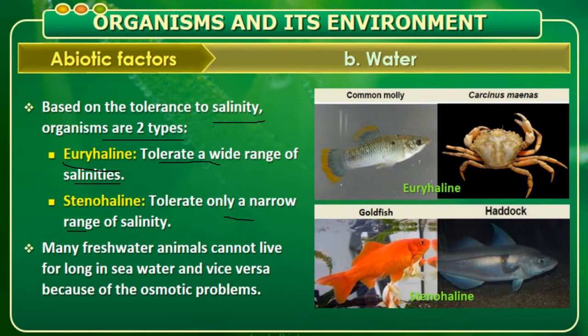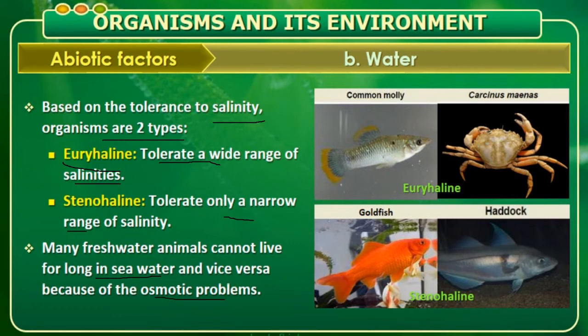Whereas a goldfish, that you see in the aquarium, and haddock, are stenohaline. They cannot tolerate a wide range. They can tolerate only a narrow range of salinity, meaning a small range of salt concentration. So many freshwater animals cannot live for long in sea water, and vice versa, because of the osmotic problem.